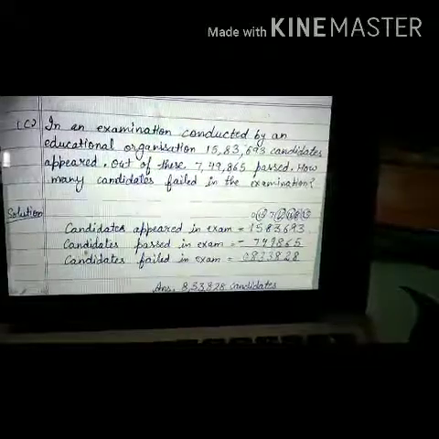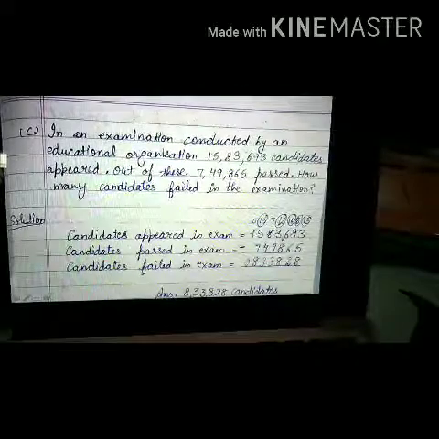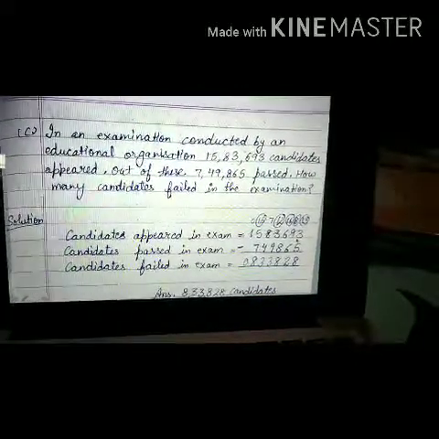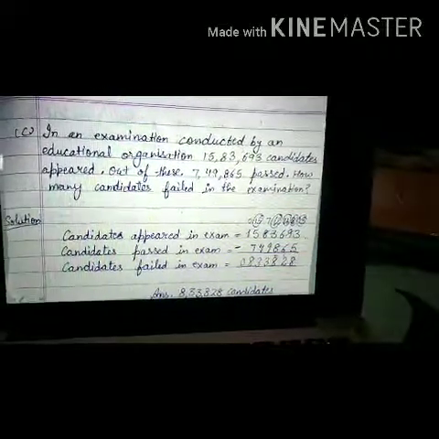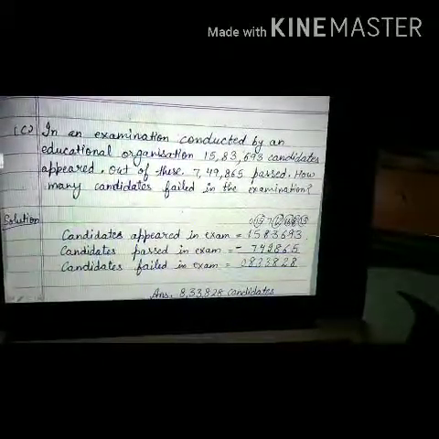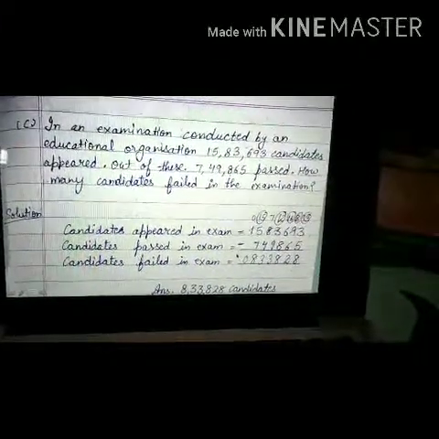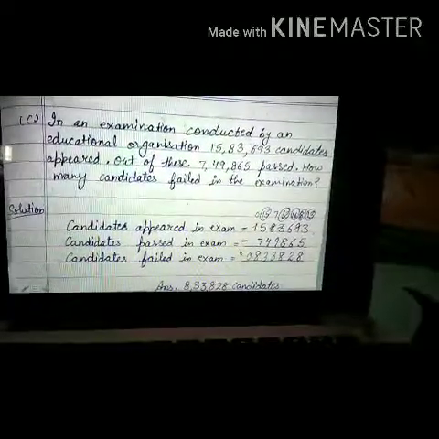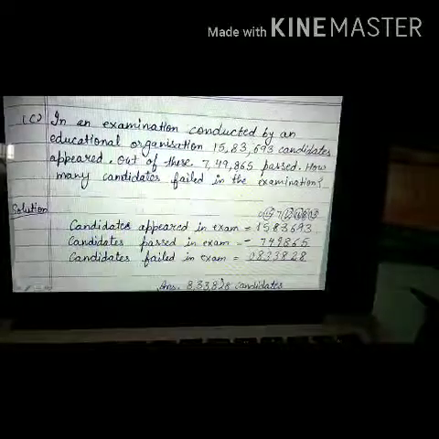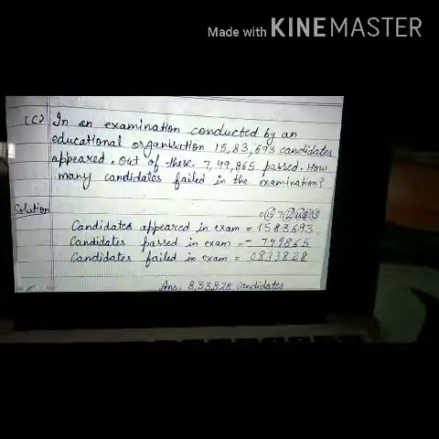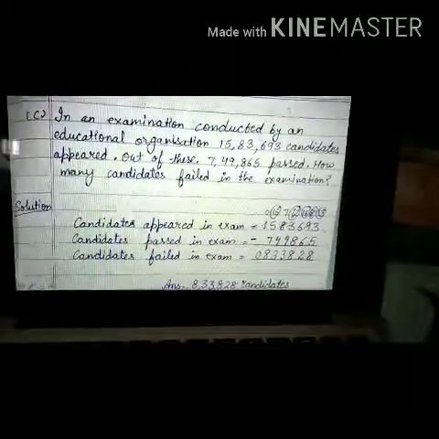Candidates appeared in exam, you will write 15,83,693 and candidates passed in exam, you will start writing from the right side, that is 7,49,865, and then you will subtract as you have done yesterday. Okay, and then you get the difference and this is the answer. 8,33,828 candidates failed.